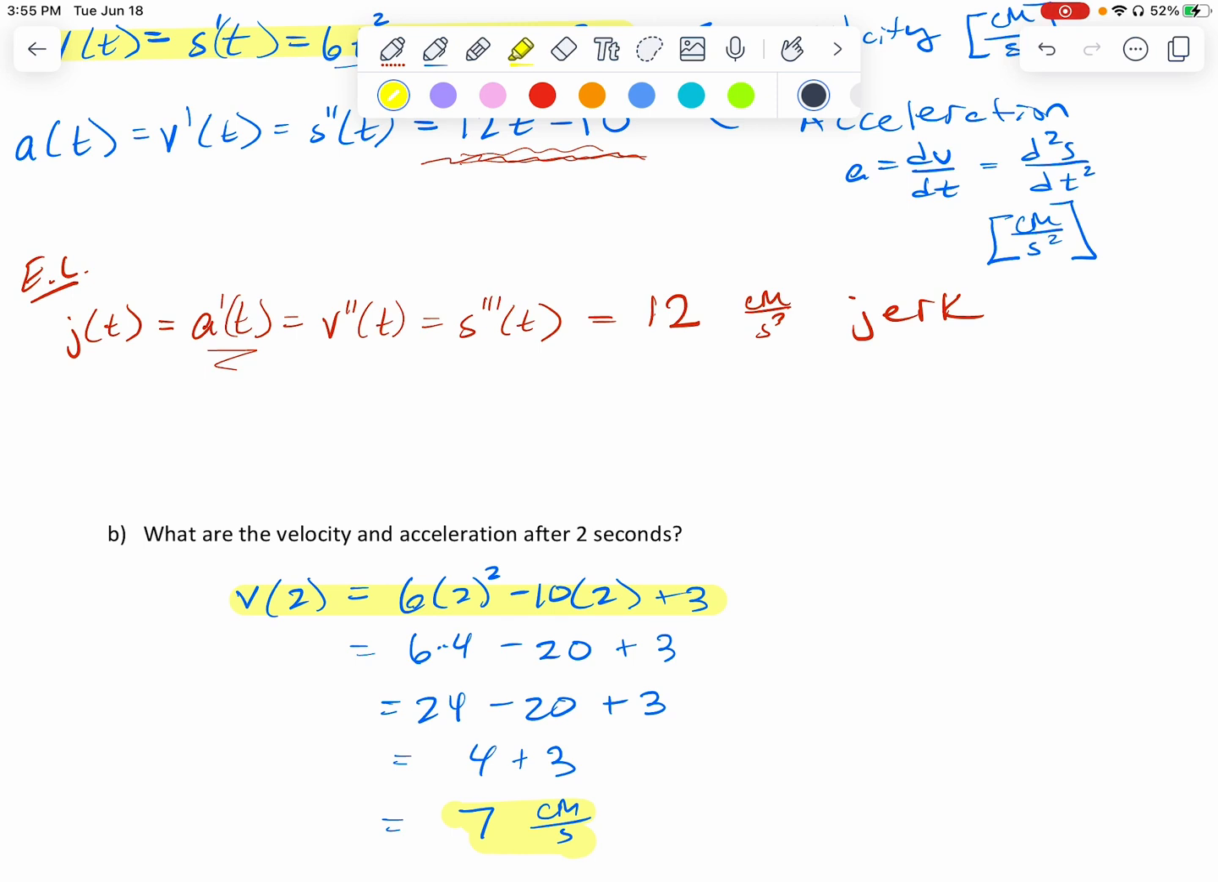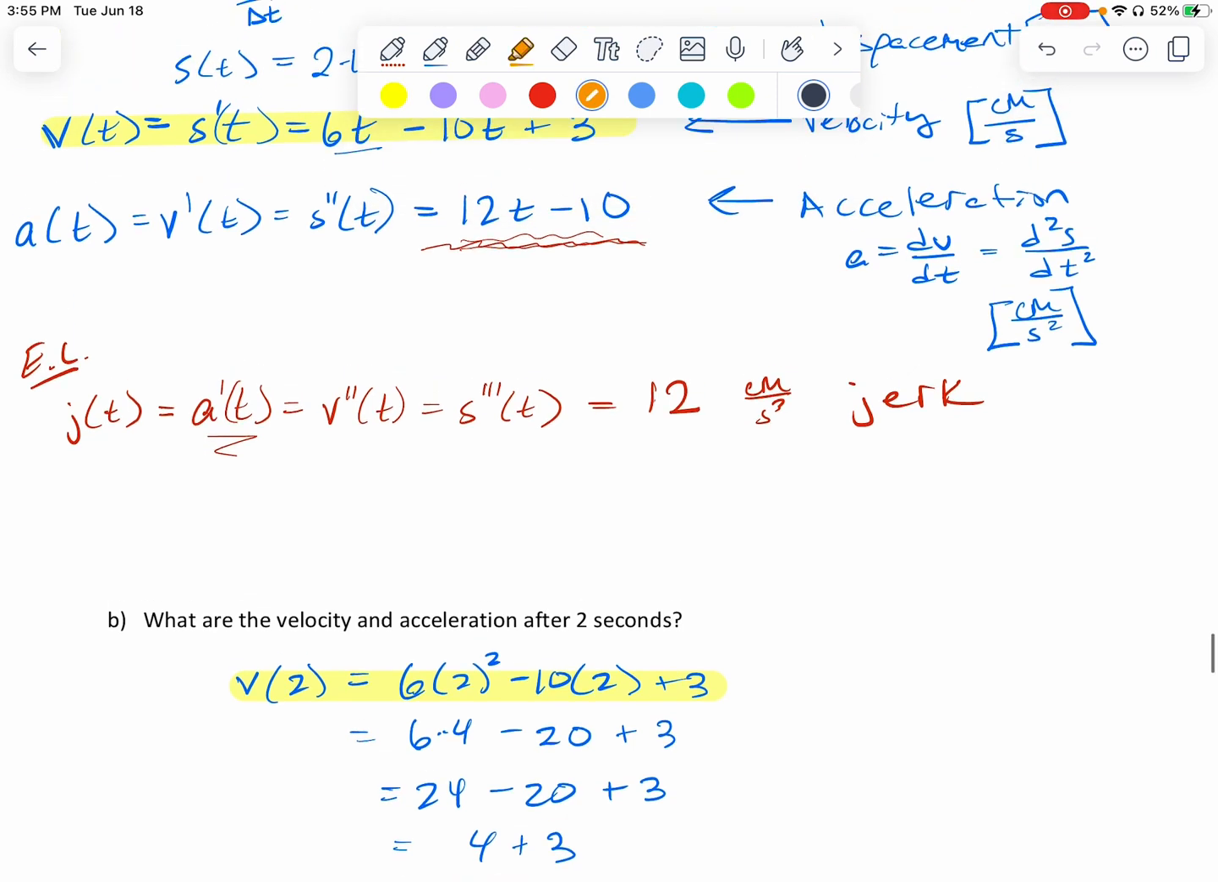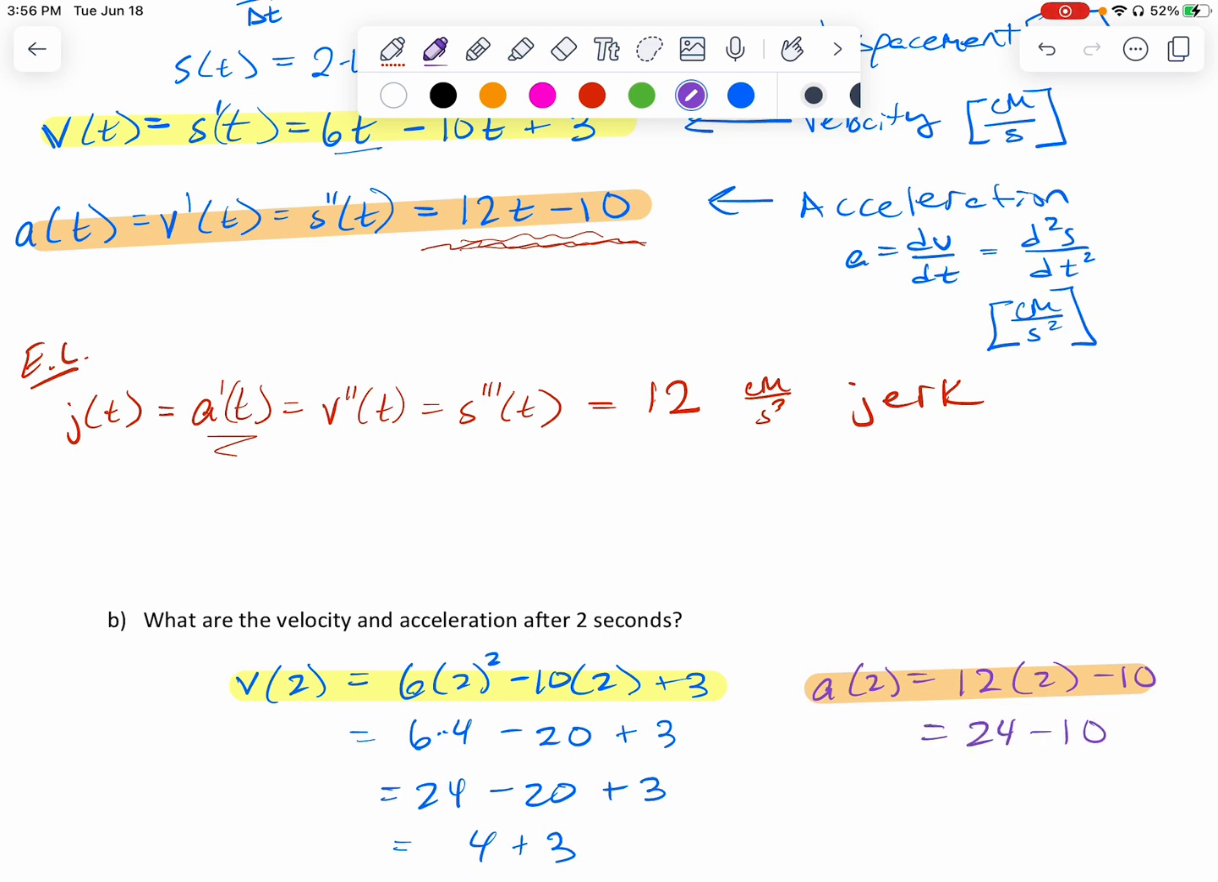All right, and my other question was acceleration. So for acceleration, we're going to use this function. So our acceleration at 2, I plug it into the 12t minus 10 with t equal to 2. And I get 24 minus 10, or 14. And again, my units on acceleration here would be centimeters per second squared.